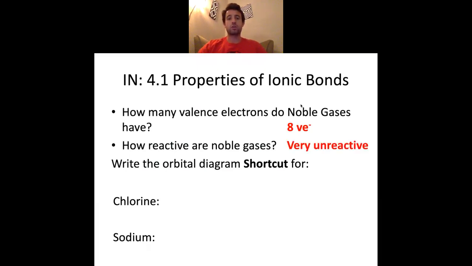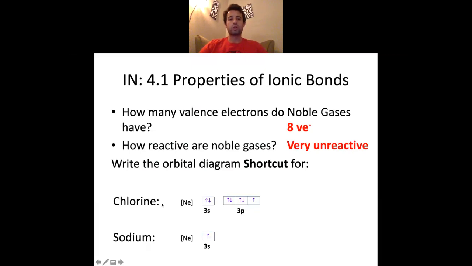And then the last two questions are asking for orbital diagram shortcuts. So you'll notice that for chlorine, the orbital diagram shortcut is 3s with 2 and then 3p with 5. For sodium, it's going to be neon and then 3s1.